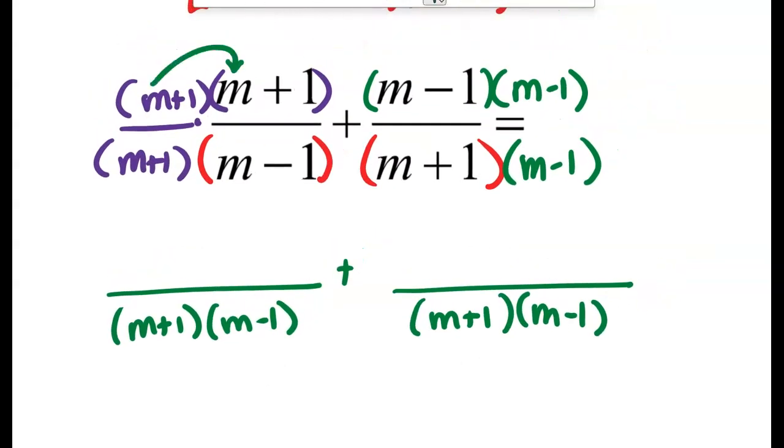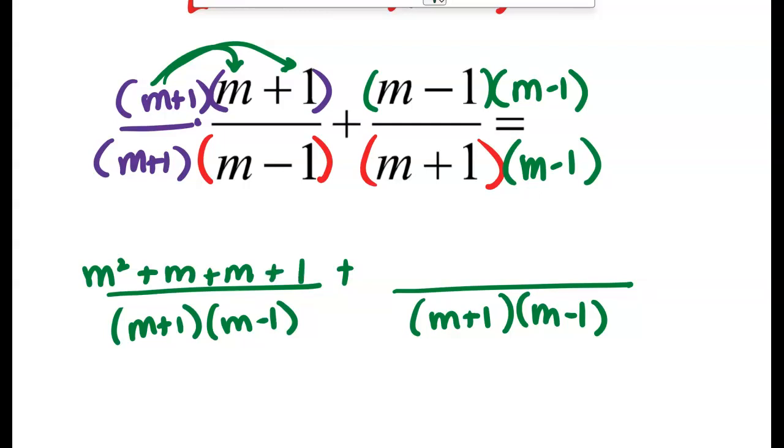What's m times m? m squared. We gotta distribute. m times 1 is m. Then we distribute the 1. We're going to do our inside. 1 times m is m. And then we have our 1 times 1, which is 1. Okay, that's on the left.